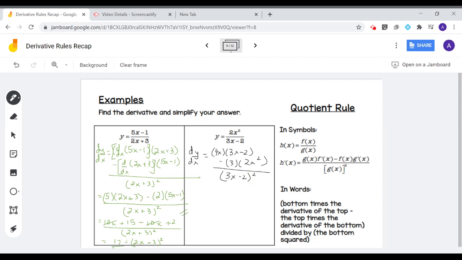Now I could stop there, but we probably need to tidy this up just a tiny bit. If it was a lot bigger polynomial here, I might not do this, but I can do this fairly easily. That's going to be 12x squared minus 8x minus 6x squared, all over 3x minus 2 squared, and that simplifies to 6x squared minus 8x all over 3x minus 2 all squared.